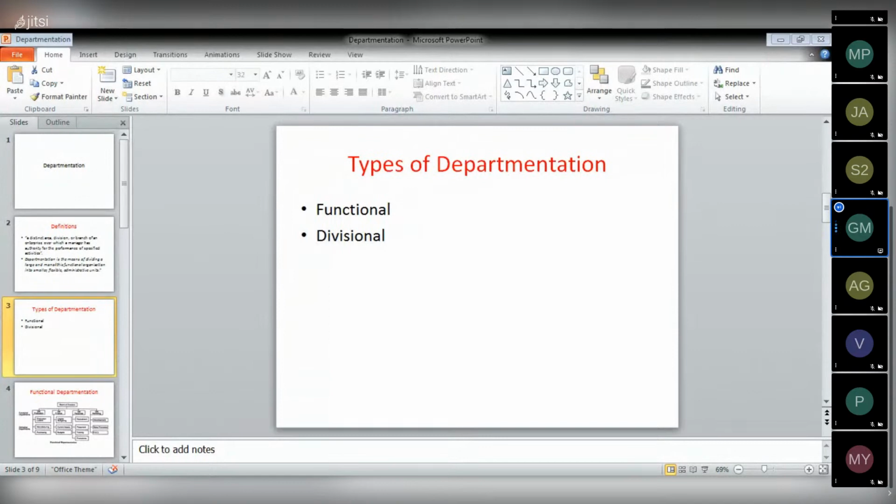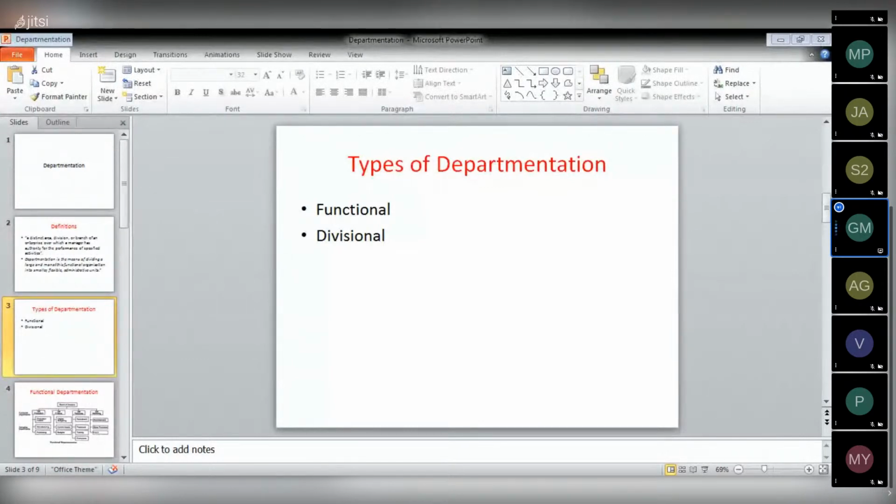So production is a function of the organization. Based on the function, they have created a production department. Under that, we observe all these things. If you observe on the screen, this is the example for the functional department. It is not that it should be like this only.